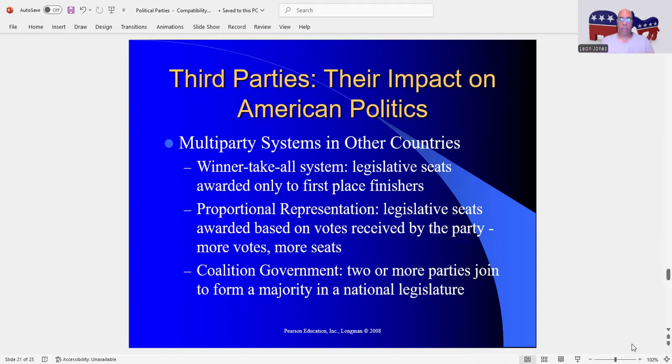Multi-party systems in other countries, like Canada: winner-take-all system. Legislative seats awarded only to first-place finishers. Proportional representation. Legislative seats awarded based on votes received by the party. More votes, more seats. Then you have the coalition government. 2 or more parties join to form a majority in a national legislature.